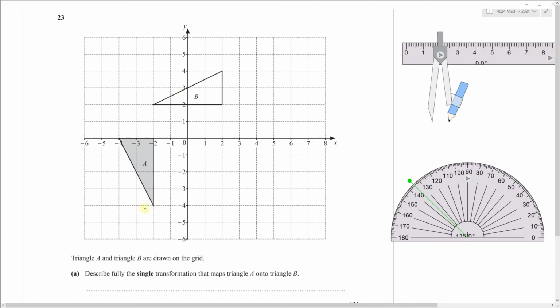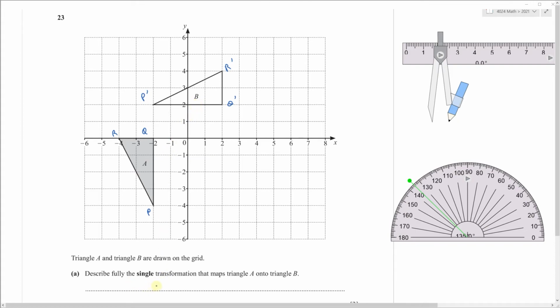So let me mark the vertices of triangle A as P, Q, and R. And then the corresponding images. So P will be this point here in triangle B. So let's call it P prime, which is the image. Q will be this one, Q prime, and R prime will be this one. So this is how this triangle A is mapped onto this triangle B.